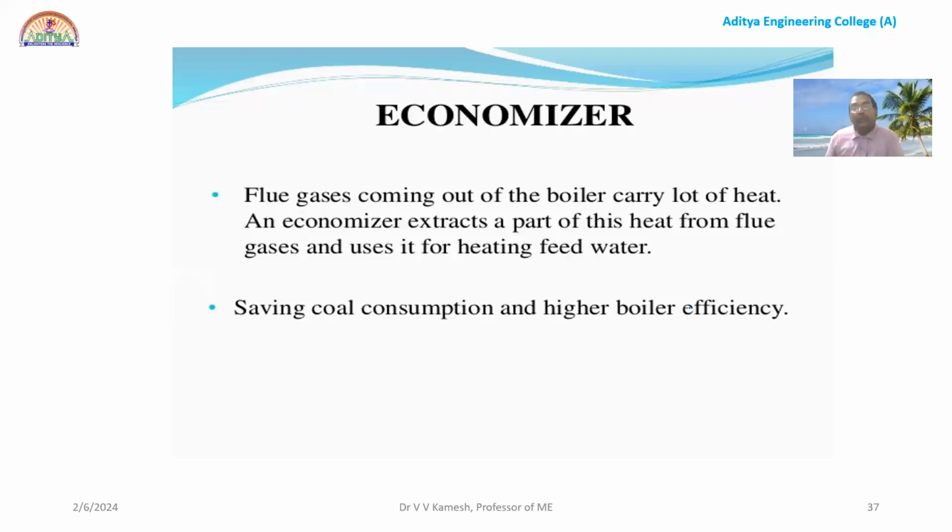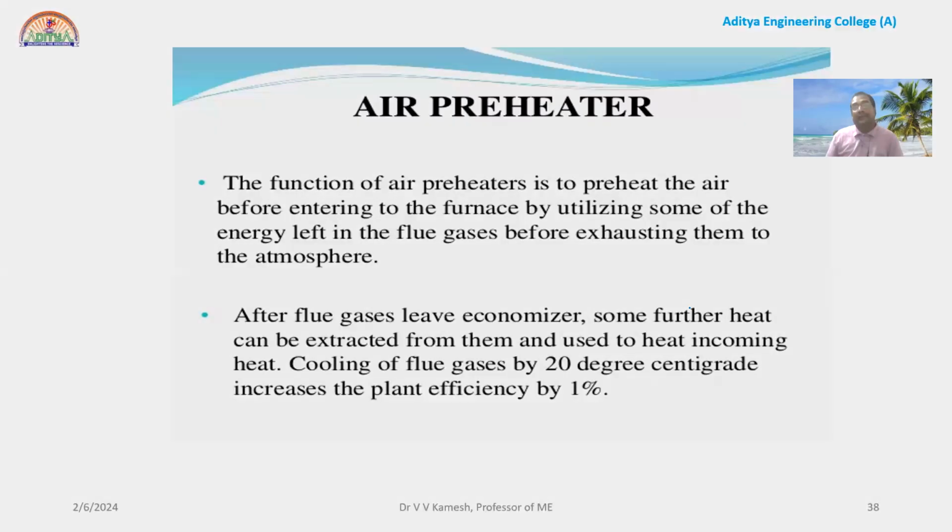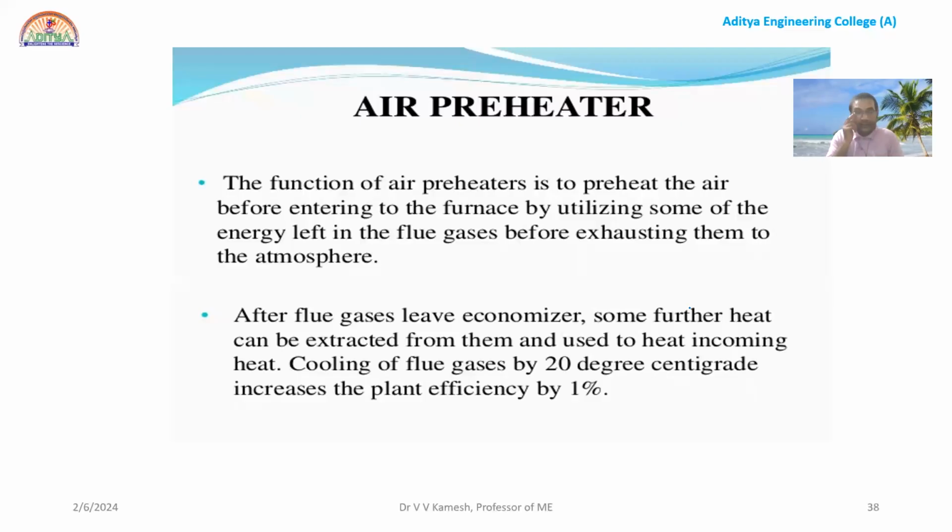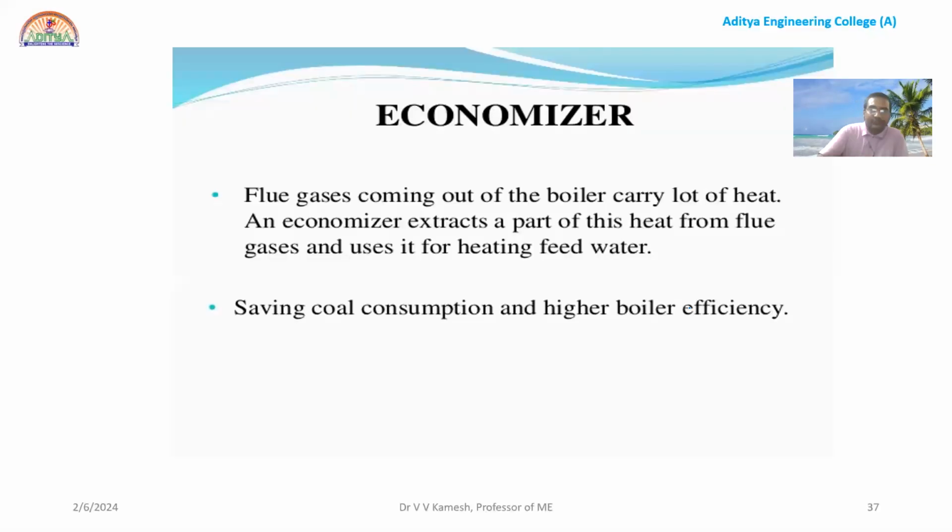Okay. Now you have some systems which improve the thermal efficiency: economizer and air preheater. And there is the superheater, radiant superheater, convection superheater. Like this, you have so many systems. So what are these systems?